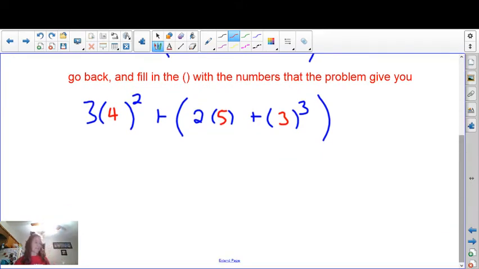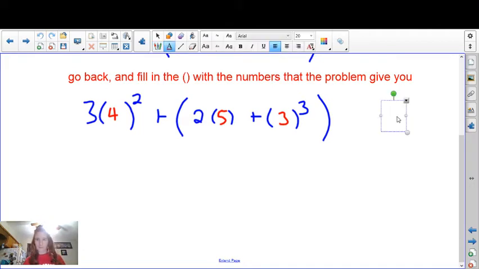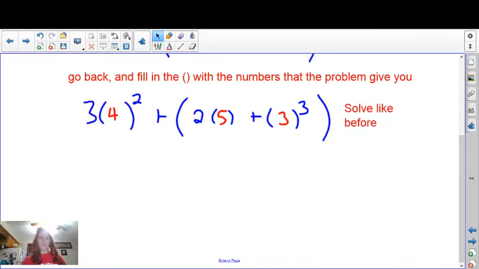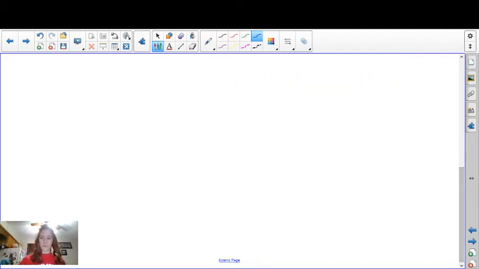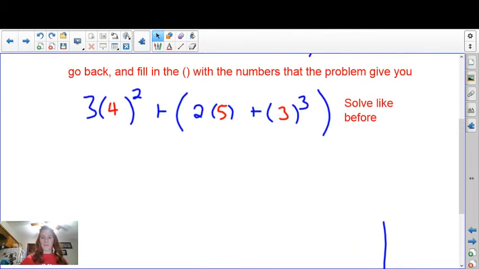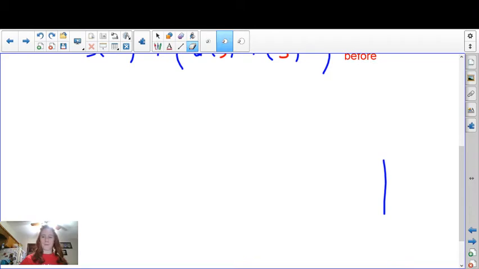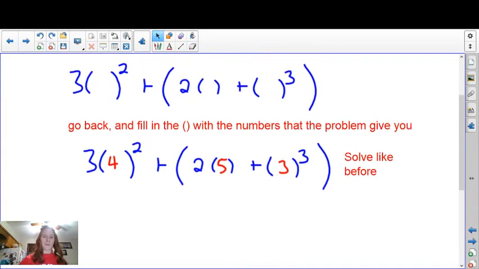And now that you're at this step, you're going to actually solve like normal. So from here on out, we're going to do math. Woo-hoo. And we're going to use our order of operations. Oh, I was trying to, okay. Let's try this again. I was trying to make my computer page scroll. Wow, has it been a long day?